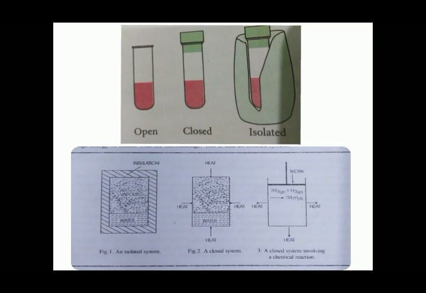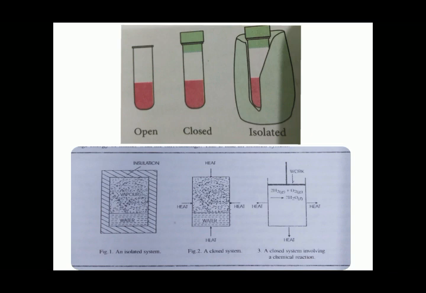Next one is the homogeneous system. A system is said to be homogeneous when it is completely uniform throughout. For example, a pure solid or a liquid or a solution. These are all examples of the homogeneous system. But the homogeneous system consists of only one phase. So this is called the homogeneous system.